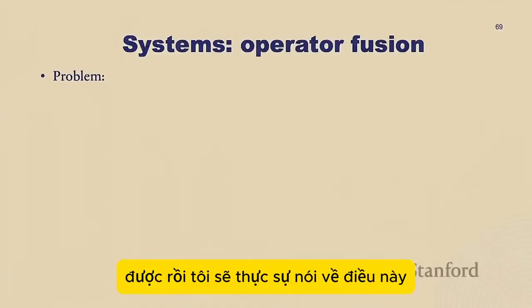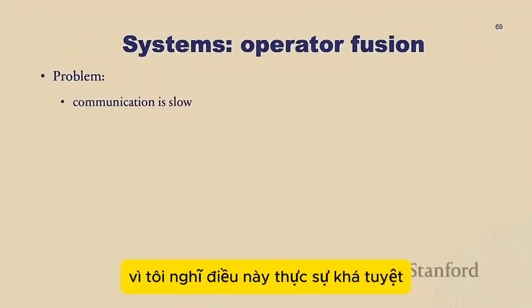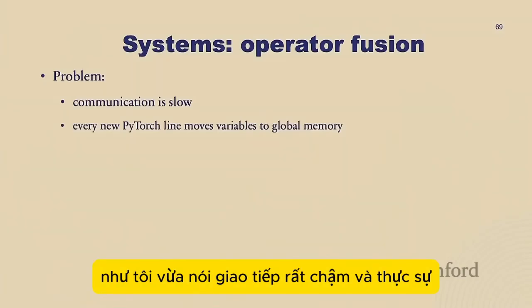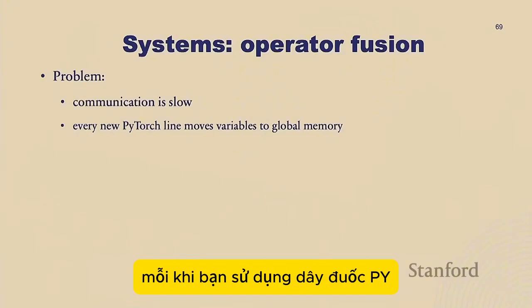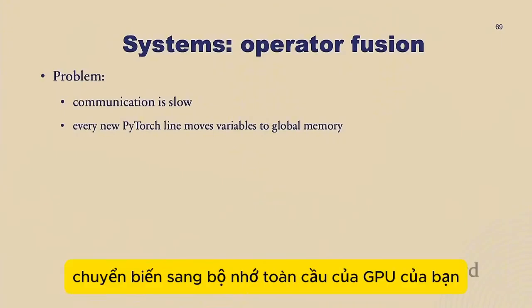Okay, I'll actually talk just about this and then I'll skip all the rest. Operator fusion, because I think this is actually pretty cool. As I just said, communication is very slow. And actually, every time you use a PyTorch line, it basically moves variables to the global memory of your GPU.